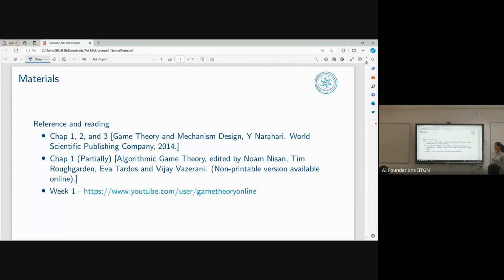Other than that, there is the Algorithmic Game Theory book by the gods of game theory: Noam Nisan, Tim Roughgarden, Eva Tardos, and Vijay Vazirani. There's a non-printable version available online. Chapter one covers a lot of things; a lot of authors have contributed to this book. I've covered chapter one partially for this particular course.